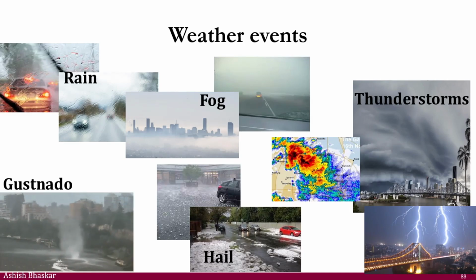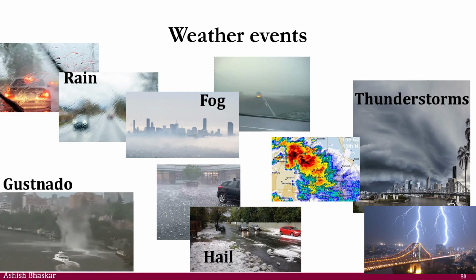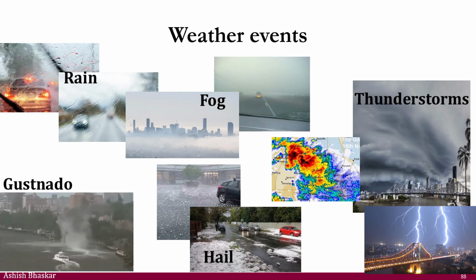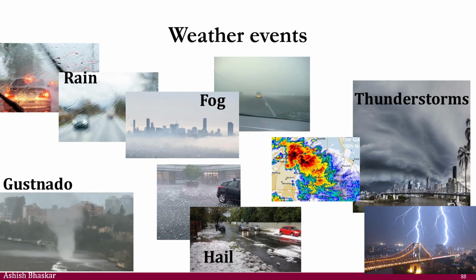Now, this is just an example from Queensland. Recently, we even had a gustnado on our Brisbane river. This was, I think, early this year. Rainfall is there. The fog is there. We have severe thunderstorms and lightning. These are not uncommon things. We have them quite frequently, right? And they will impact our road network.